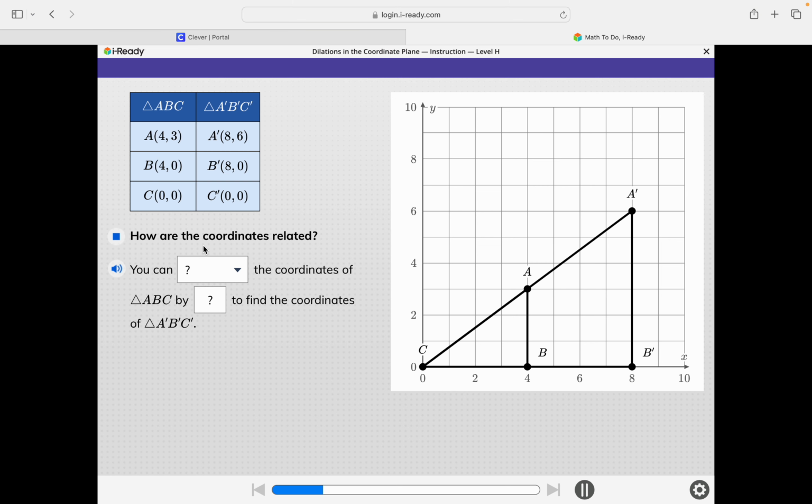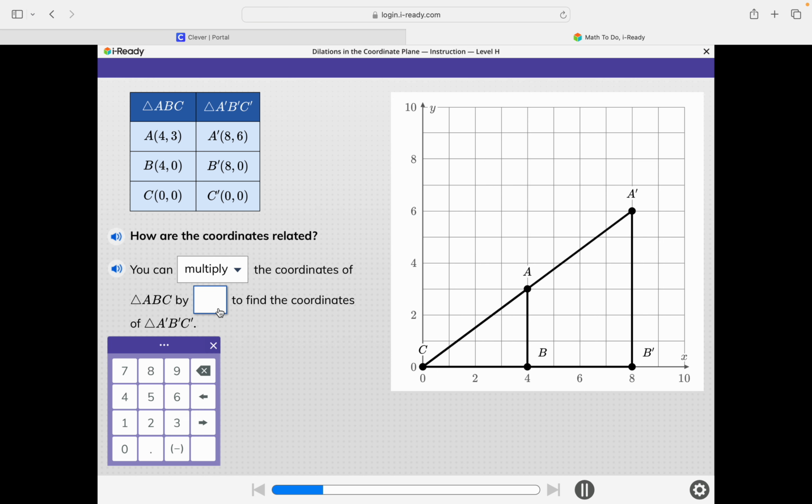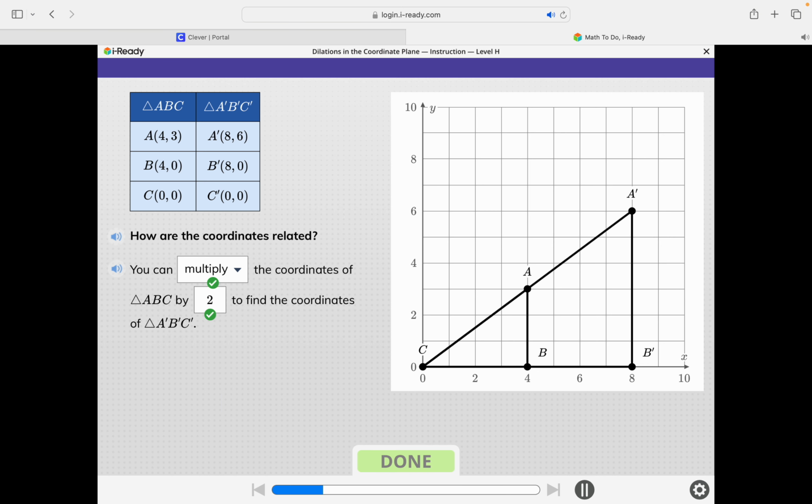So now tell me, how are the coordinates related? How are the coordinates related? You can multiply the coordinates of triangle ABC by 2 to find the coordinates of triangle A prime, B prime, C prime. We are multiplying by 2. Triangle A prime, B prime, C prime. Correct. That's it.